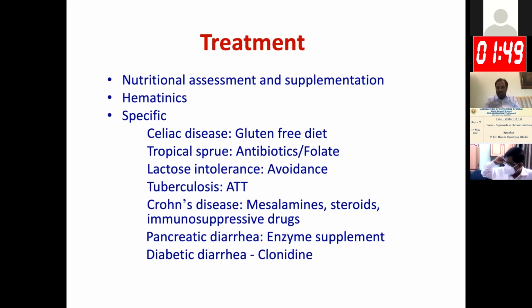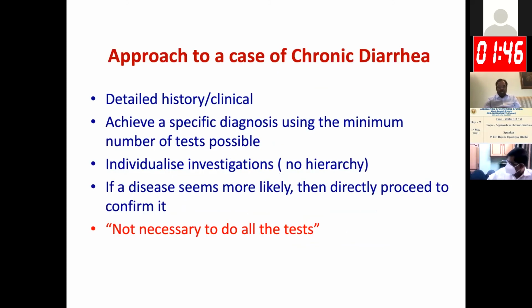So, in an approach to chronic diarrhea, what you need is a detailed history and a thorough clinical examination. Try to achieve a specific diagnosis using a minimum of tests. Individualize investigations. And if a disease seems to be more likely, then directly proceed. So, if I suspect celiac disease, I would go straight for serology and a biopsy. It is not necessary, certainly, to do all the tests.